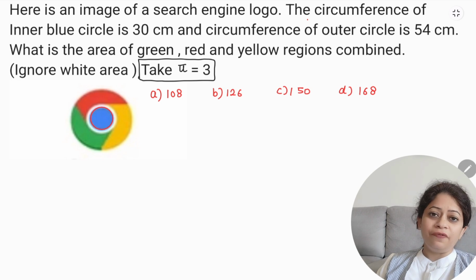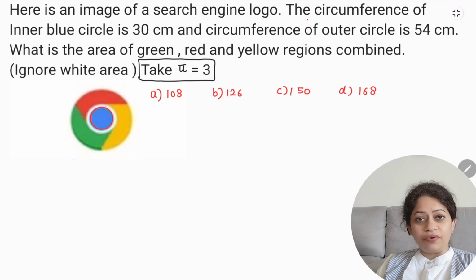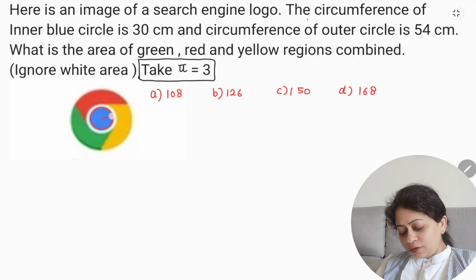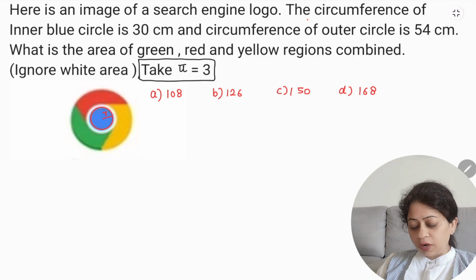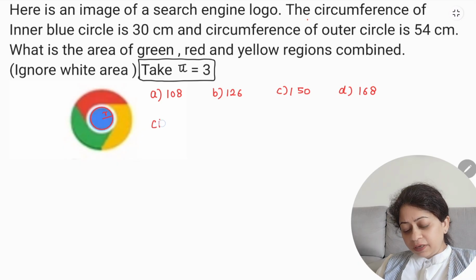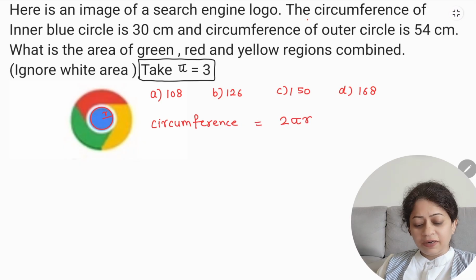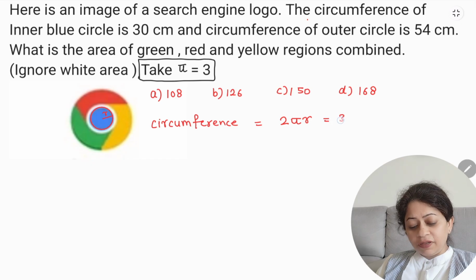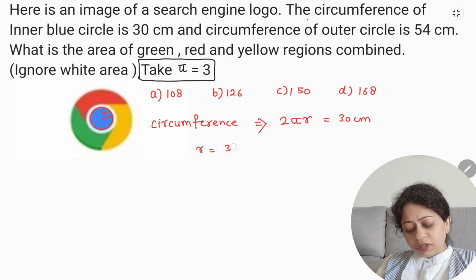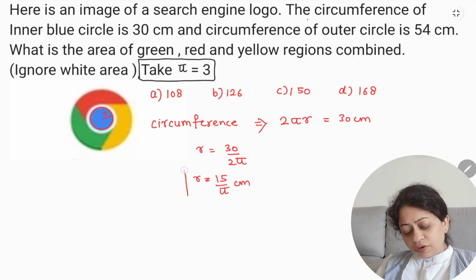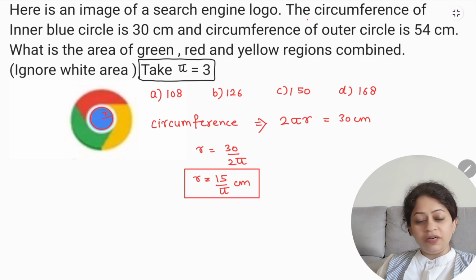What is the meaning of circumference? Circumference means the length of the boundary, right? So suppose I say the radius of this circle is r, small r, then the circumference will be equal to 2 pi r, right? And 2 pi r is given as 30 centimeter, right? This means r is equal to 30 by 2 pi, which means r is equal to 15 by pi centimeter. So now we know the radius of the inner circle, right?